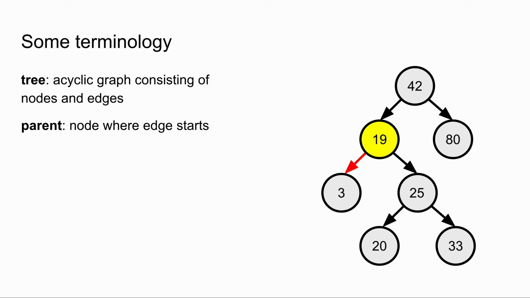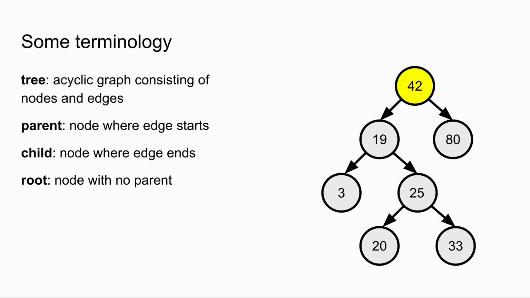A parent refers to the node where an edge starts, and a child refers to the node where an edge ends. So for this highlighted edge here, we can say that the node with value 19 is the parent of the node with value 3, or conversely that the node with value 3 is the child of the node with value 19. The root of a tree is the node with no parent. In this case, it's the node with value 42.